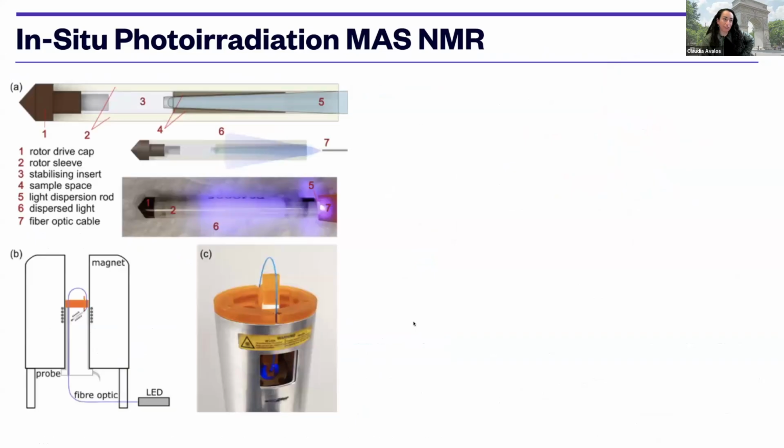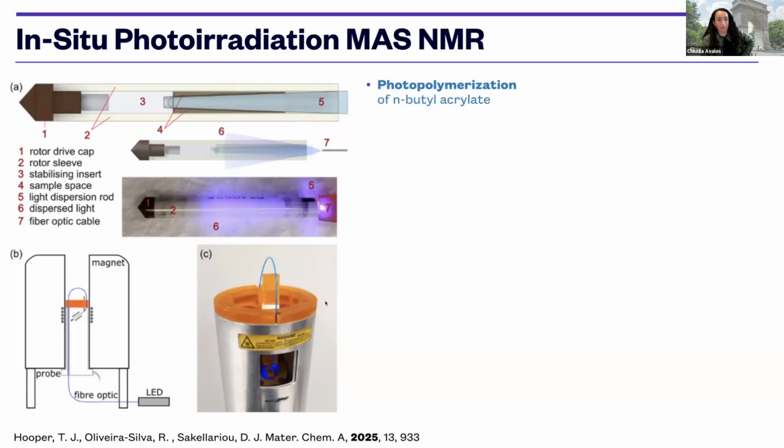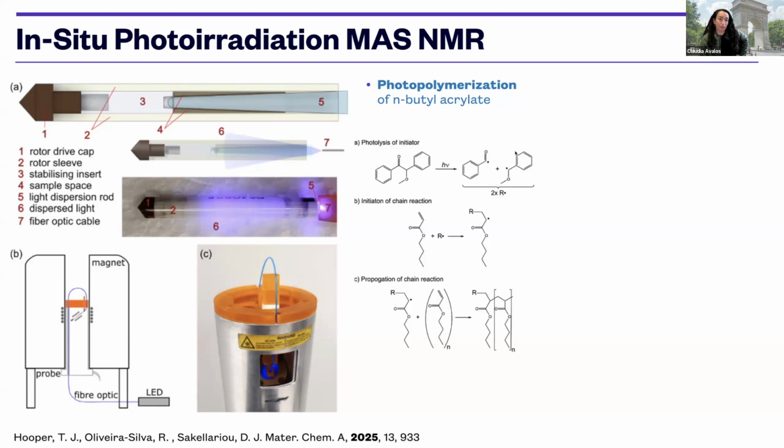Okay, so I just want to mention a paper that I saw recently from Dimitrios Sakellariou's group. Here they are doing some in situ photoirradiation with MAS NMR. They took an optical fiber and fed it in through a pencil rotor, and they use this to study photopolymerization of N-butyl acrylate.